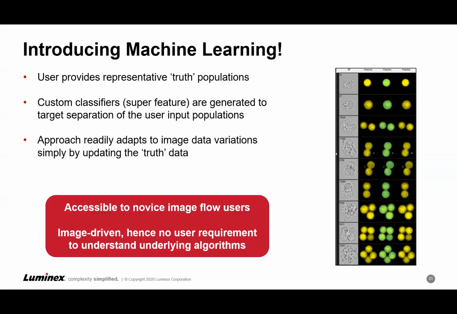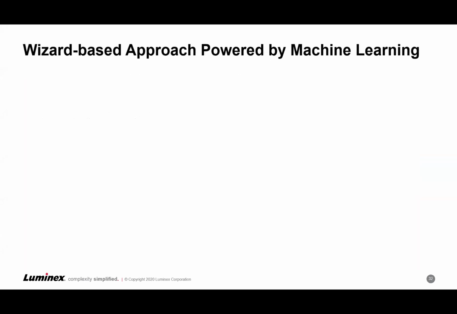So with machine learning, you can simply click on your cells of interest and the software will identify other cells with the same features. So how does this work? Well, the machine learning follows a wizard-based approach for analysis. And for those who are familiar with Ideas, it's similar to the feature finder workflow.